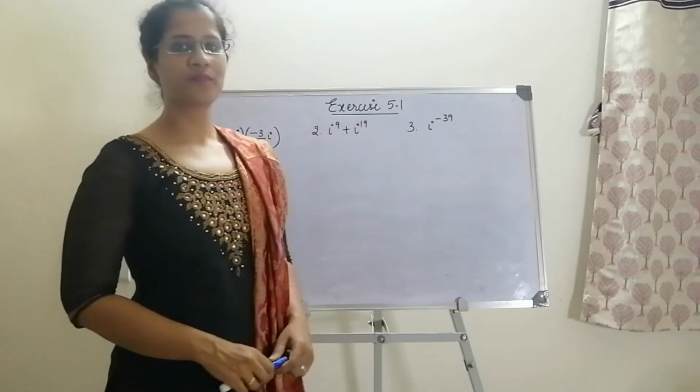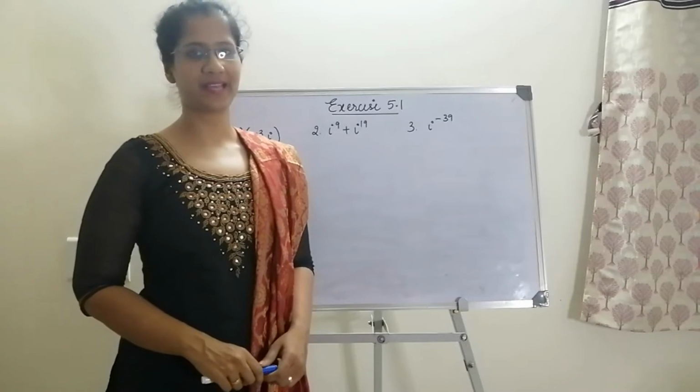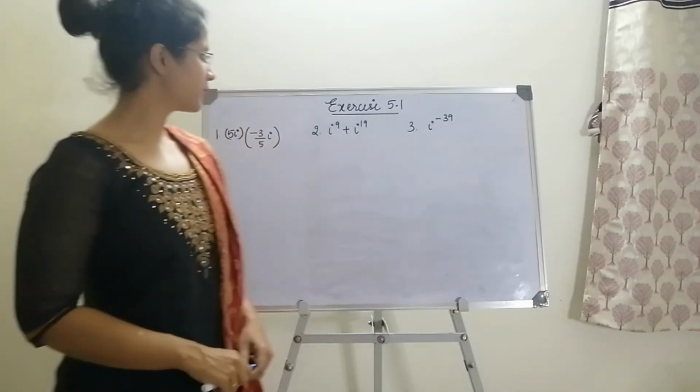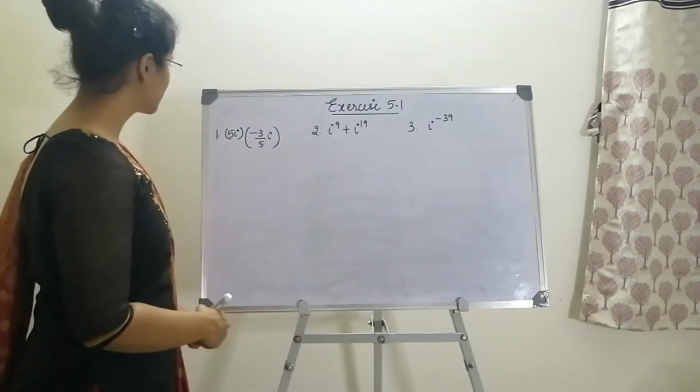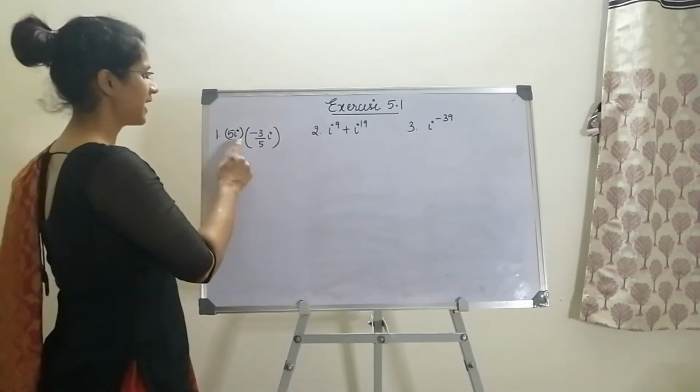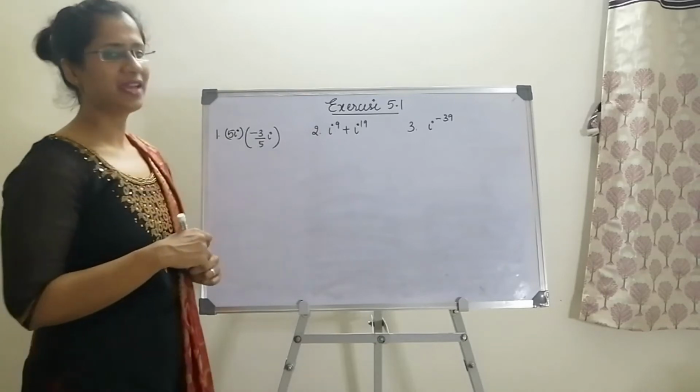Today in this video, we would be starting off with exercise 5.1. I've put up the problems on the board. Let's get started. So the first one is 5i into minus 3i by 5.